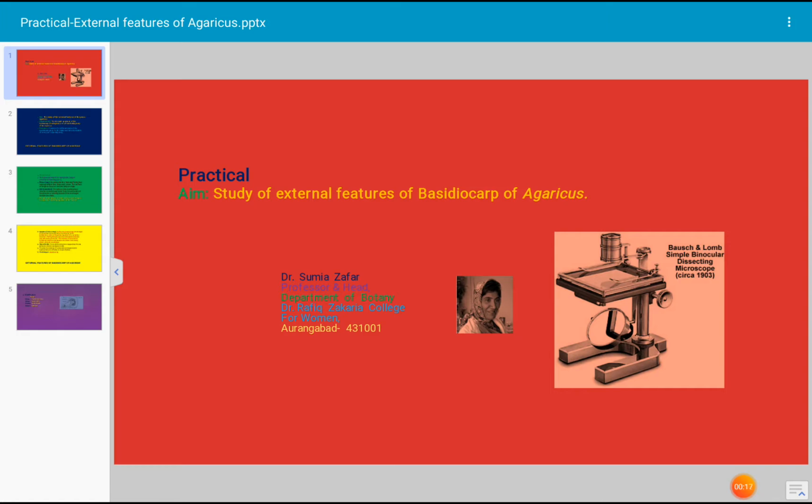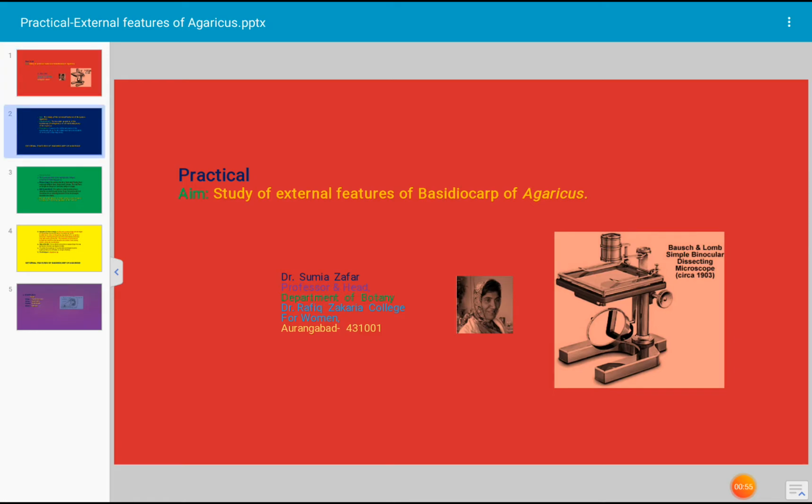Agaricus is a member of Basidiomycetes. It is a fungus and it produces large visible fruiting bodies, which are known as basidiocarps. The fruiting body is produced by the dikaryotic mycelium which is present under the soil surface, and the fruiting bodies grow above the soil surface, generally in the form of a ring. Those fruiting bodies are known as basidiocarps.